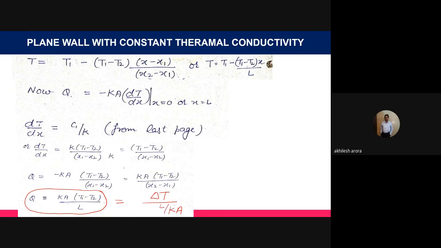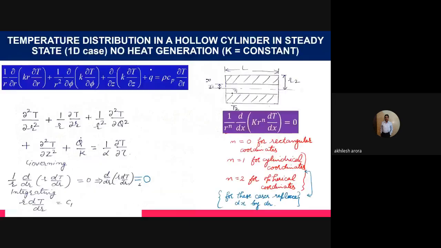This is what we got from the Fourier's law of heat conduction also. Okay. So now we are going to talk about temperature distribution in a hollow cylinder in steady state, one dimensional case, no heat generation, and thermal conductivity is assumed to be constant.